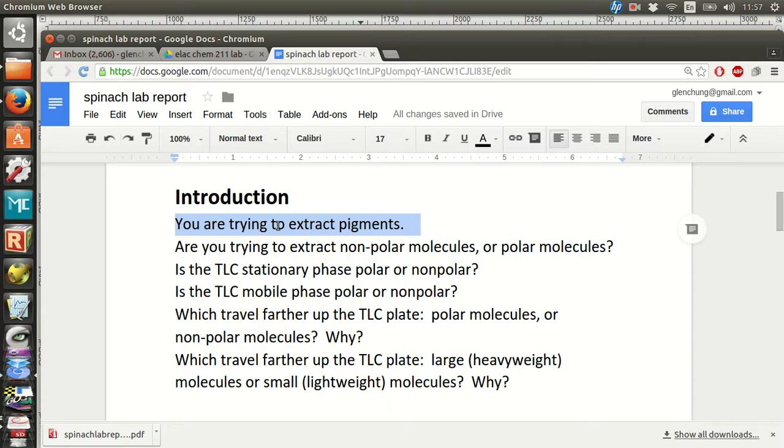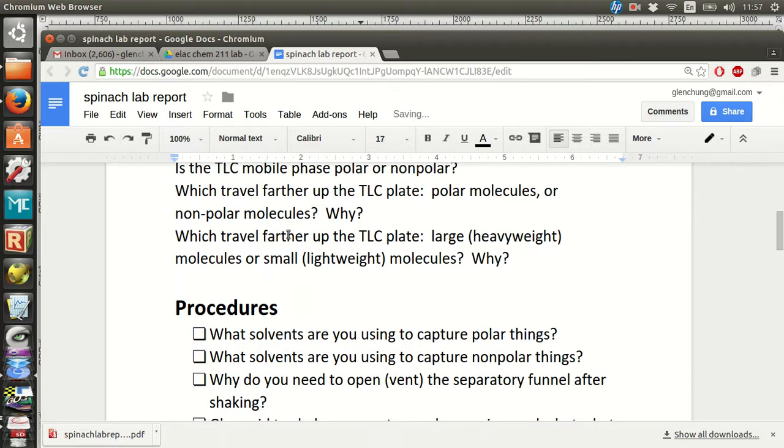And then please predict which would travel farther up the TLC plate, the large molecules or the small molecules. Assume that we're talking about both nonpolar molecules, large nonpolar molecules or small nonpolar molecules, which would travel farther up the TLC plate. And then why? Please explain why.